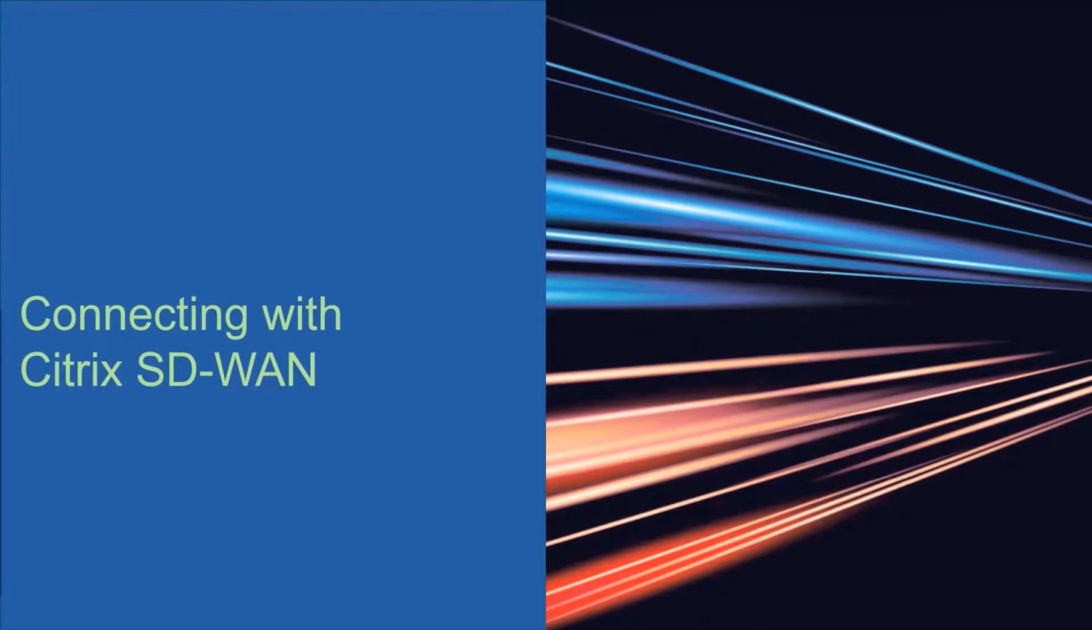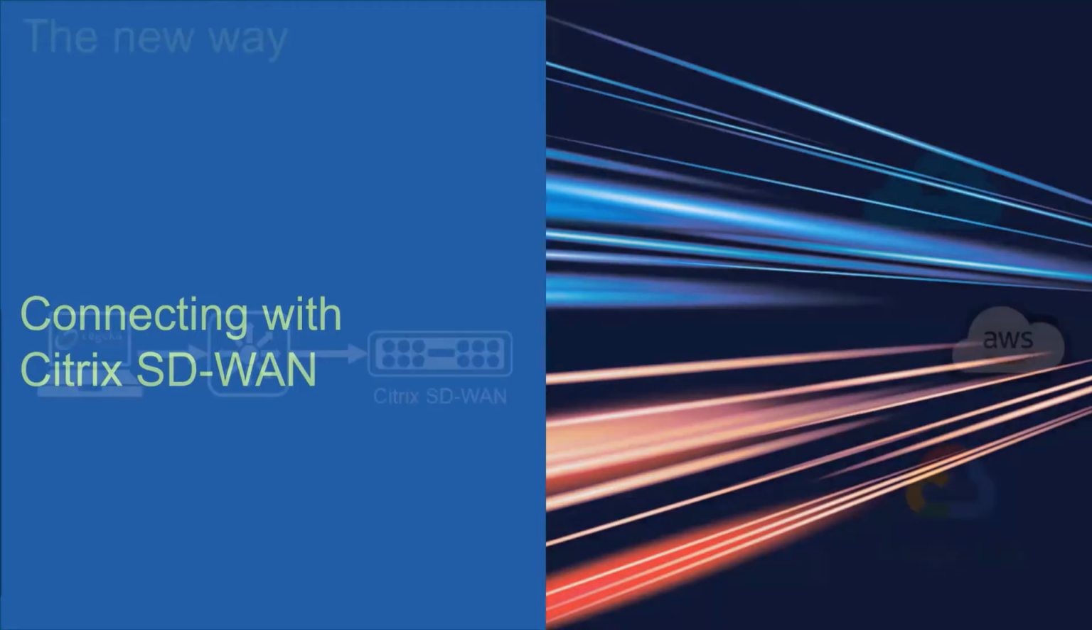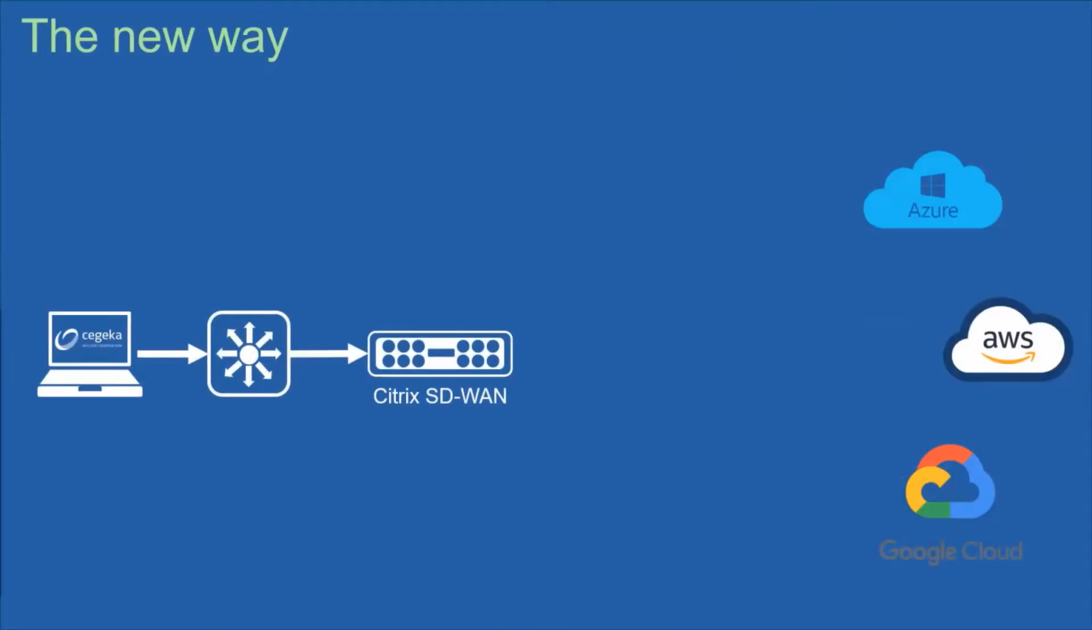So let's see how we can connect with all the different cloud providers with Citrix SD-WAN. Now, Citrix SD-WAN provides us with two ways for connecting to the cloud. First off, which is only available with the Azure cloud, is that we can leverage Azure Virtual WAN to automatically deploy and create VPN tunnels to our Citrix SD-WAN appliances that we are running on our different sites and branches.